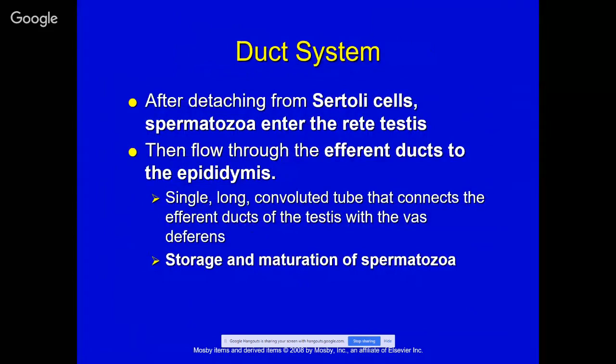The duct system. After detaching from the Sertoli cells, spermatozoa enter the rete testis. Then they flow through the efferent ducts. Efferent goes away to the epididymis. The epididymis is a single long convoluted tube that connects the efferent ducts of the testes with the vas deferens. It contains the spermatozoa, so it stores them and helps them to mature. So it's kind of like where they go to college.